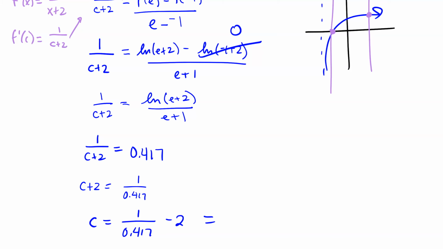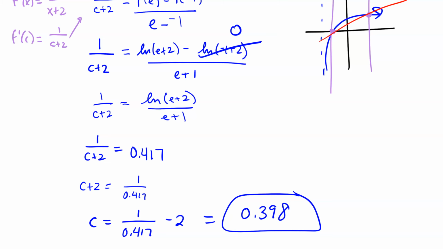Subtract 2, and we see c is 0.398. So the hard part about this question is just making sure you set it up correctly, and then it's the algebra, getting c by itself. So I take the derivative. So the average is roughly going to be the same as that guy right here.